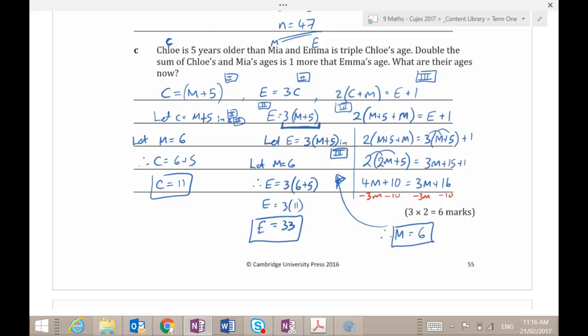Does it work? Is Chloe 5 years older than Mia? Yep, 11's 5 years older. Is Emma's age triple Chloe's age? Yep. And the other one, double the sum of Chloe and Mia's ages. So 11 plus 6 is 17. Double that is 34. That's 1 more than Emma's age. So you can even check it and know you got it right.